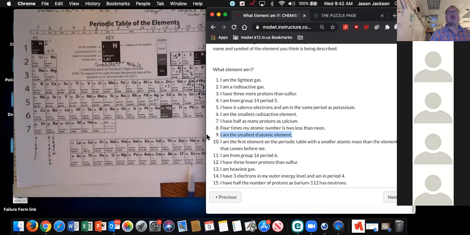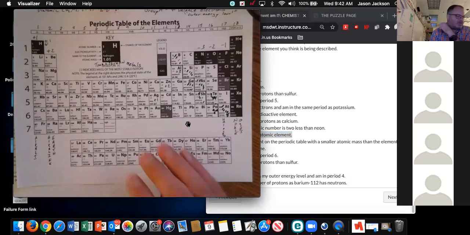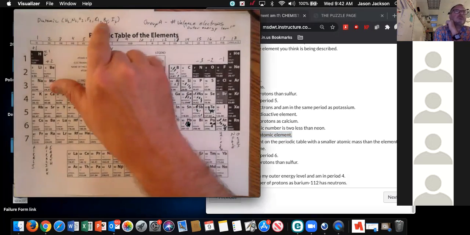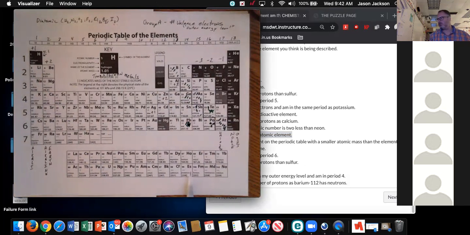I am the smallest diatomic element. So remember our diatomic elements? Which of these is the smallest? Hydrogen is correct. Yeah, definitely the smallest. Even though there's 2 of them, it's still 2.02 versus nitrogen at 28.02.